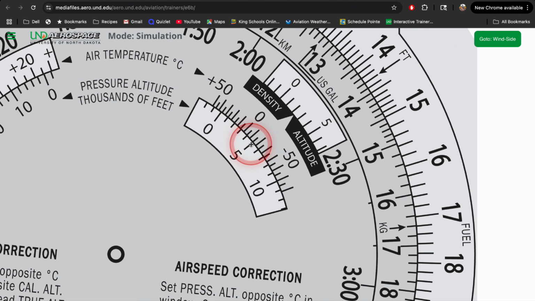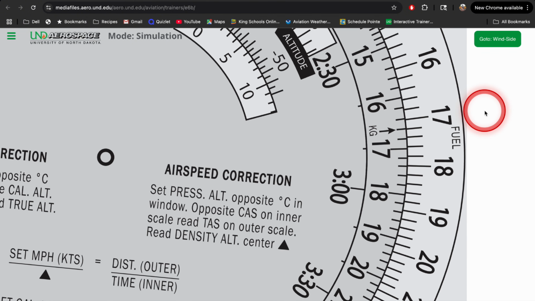Our next step is to look up at your density altitude. Here's 0, 1,000 feet density altitude, 2,000, about 2.5. So your density altitude is 2,500 feet, which makes sense because your pressure altitude was 5,000 feet. The temperature was really cold, which increases air density, meaning the airplane is going to perform like it was at 2,500 feet, which is good for performance.